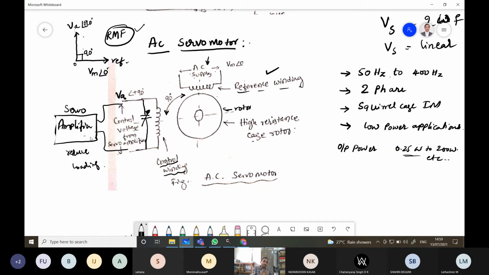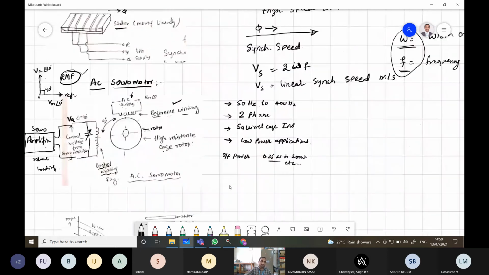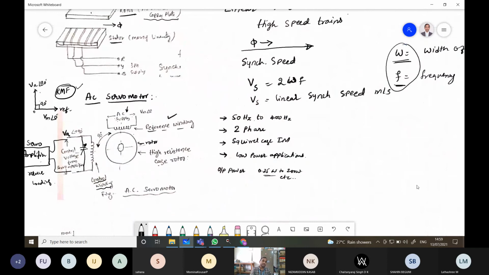Also the direction of rotation of the rotor can be reversed here, which is possible by the phase difference, leading or lagging. If the phase difference is leading or lagging, by this we can change the rotation, clockwise or anti-clockwise.